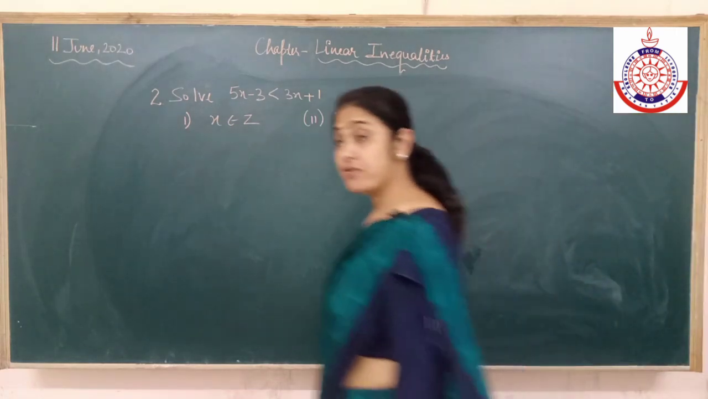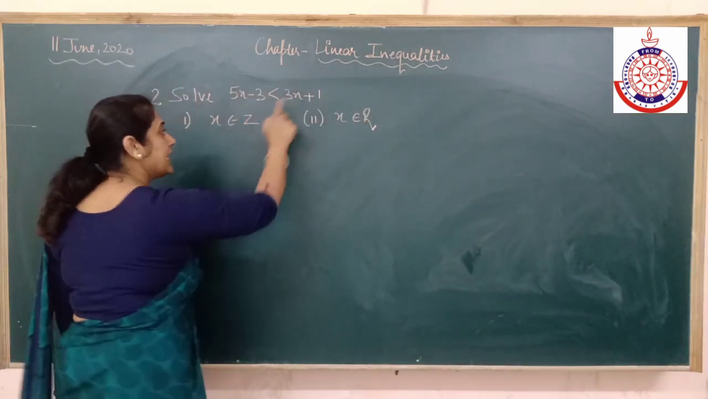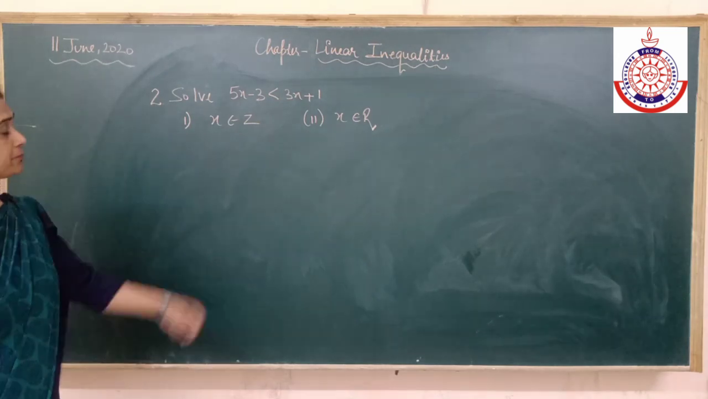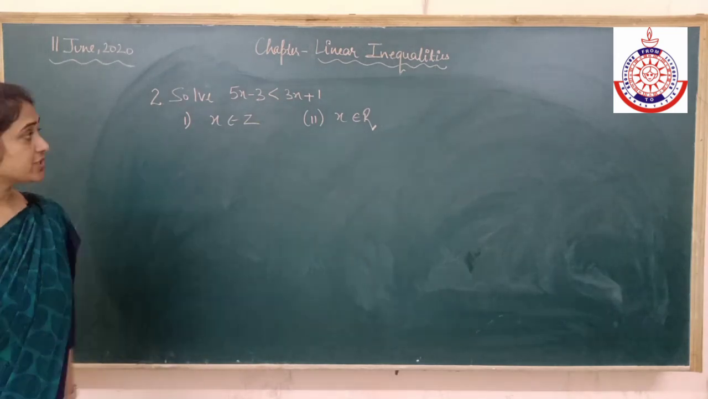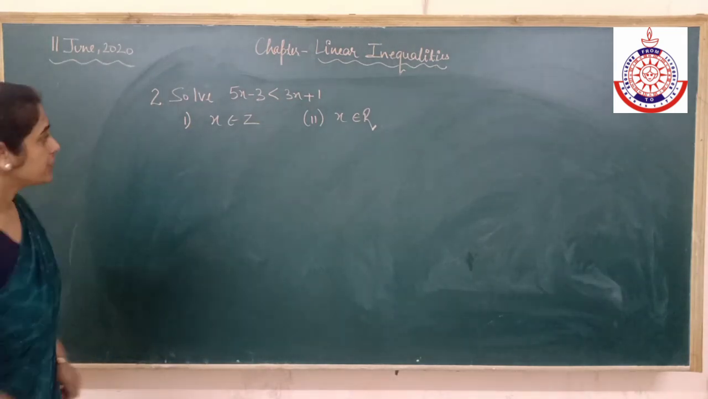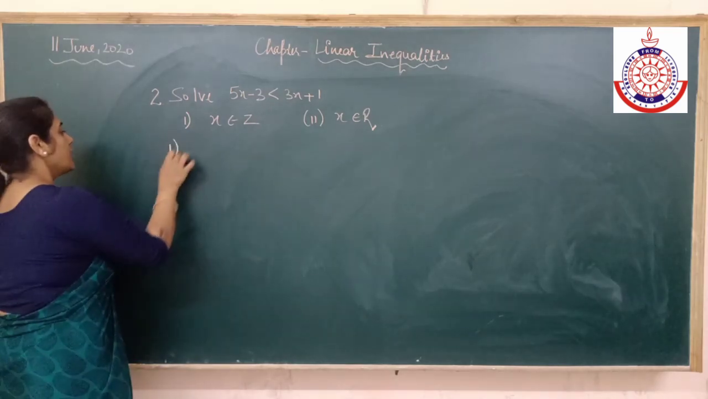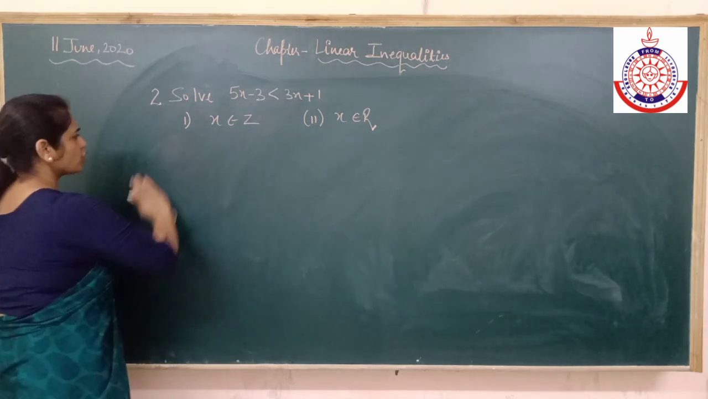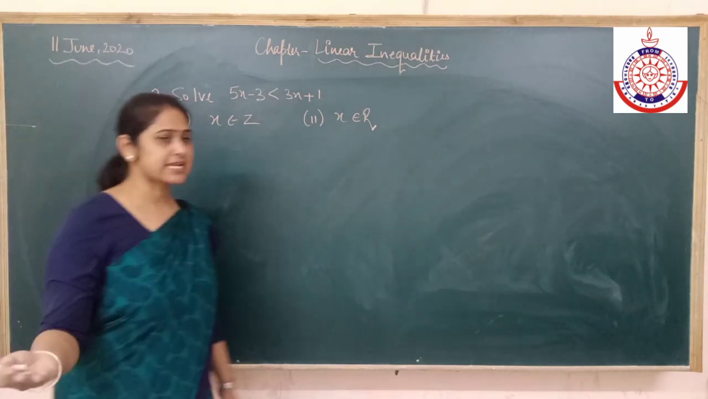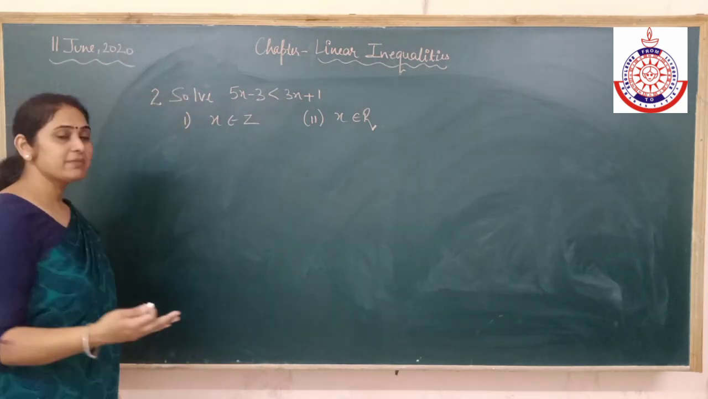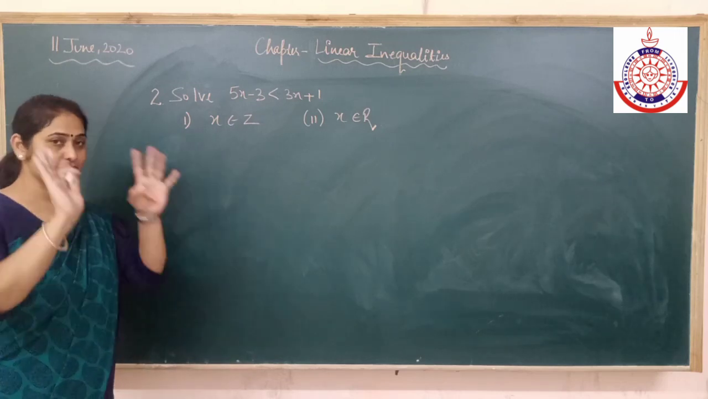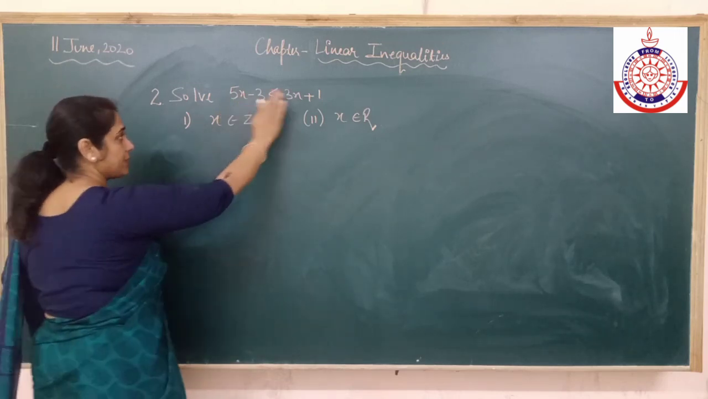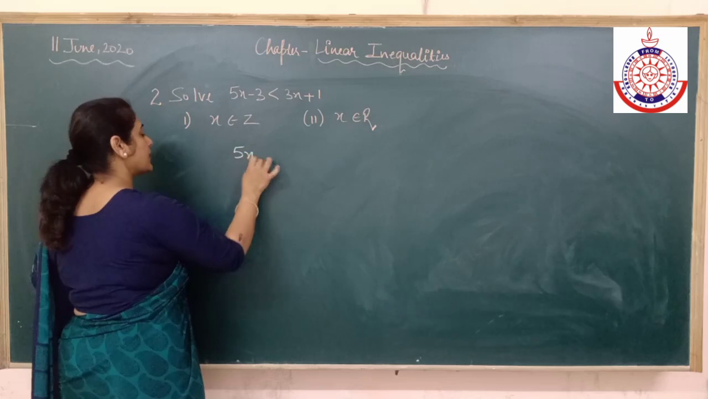Solve 5x minus 3 less than 3x plus 1 when x belongs to integers and when x belongs to real numbers. Now if I talk about the first part, we can do that later. Let's solve it first, then we will do the first and second parts, because those are only for the values of x. First of all, let's see what value of x comes when I solve this inequality.